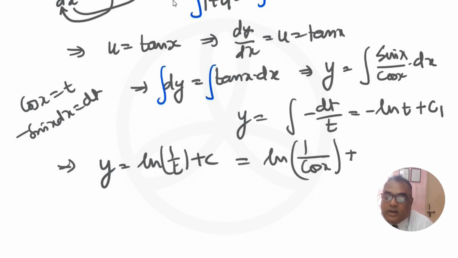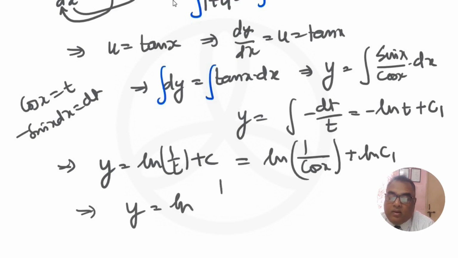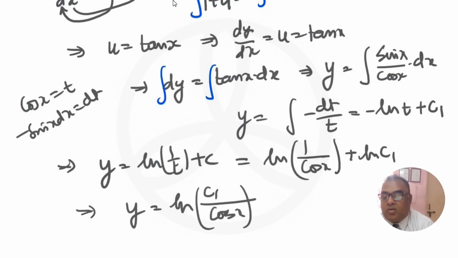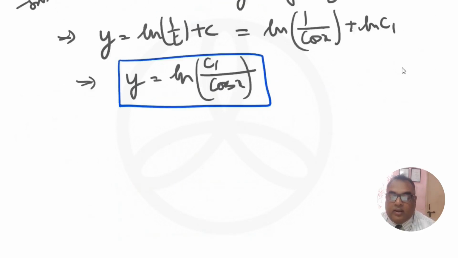Therefore, we will get y is equal to ln of c1/cos x. This will be the answer. In place of 1/cos x, you can write secant also. That will also do. But this is going to be the answer of problem number 8. Let us go to question number 9 now.